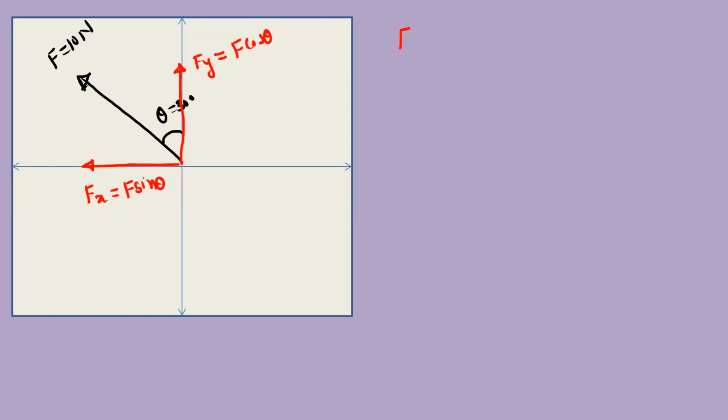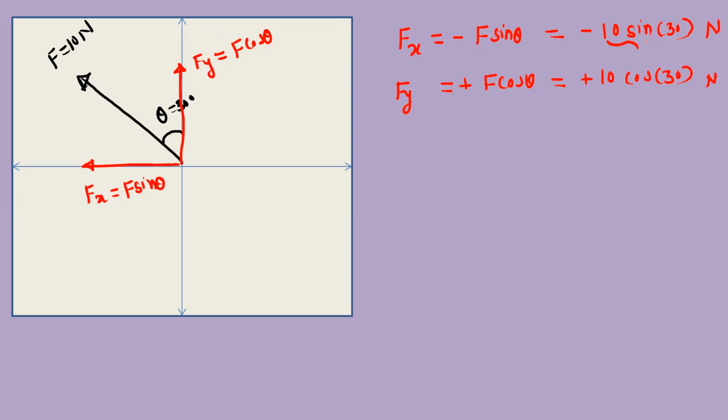Now for the calculation, we will write Fx is equal to minus, just consider the direction, it is along the negative x direction. So it is minus F sin theta, and Fy is plus, positive y direction, F cos theta. Okay, so the exact value will be minus, F is 10, sin 30, and this is plus 10 cos 30. So you can find out the exact values of F sin 30 and F cos 30.